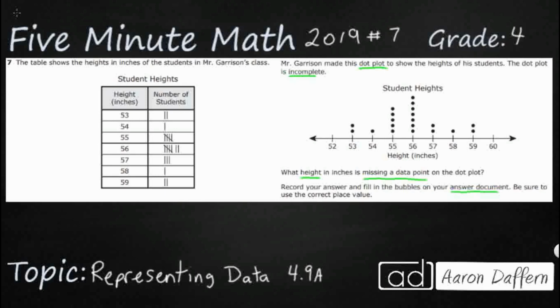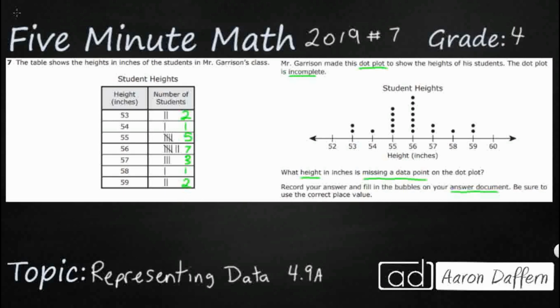So let's take a look at our table, and let's just put some numbers next to these. We've got some tally marks. That's great for our frequency table, but when we're going to compare that to our dot plot here, sometimes I find it a little bit easier to just put numbers there. So 53 inches, we've got 2. 54 inches, we've got 1. 55 inches, we've got 5. 7 for 56. 3 for 57. And we're going to end with 1 and 2.